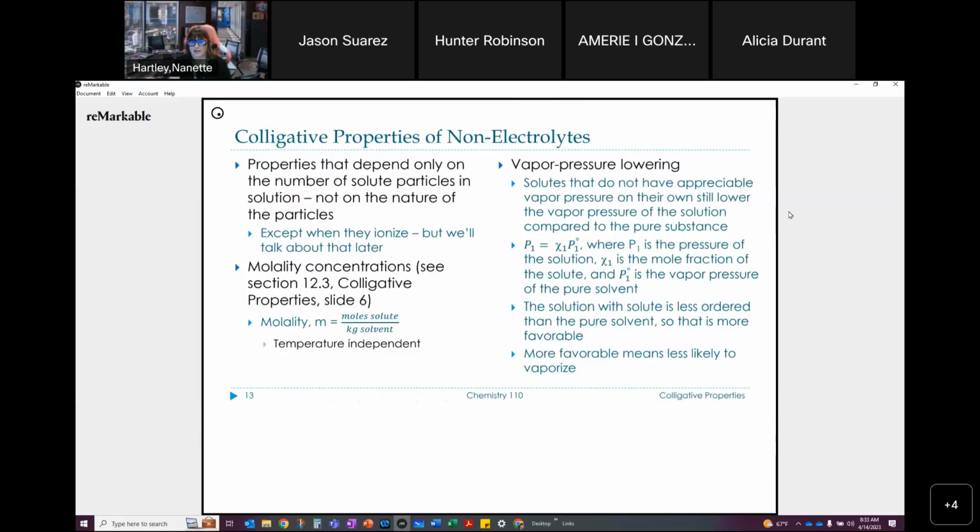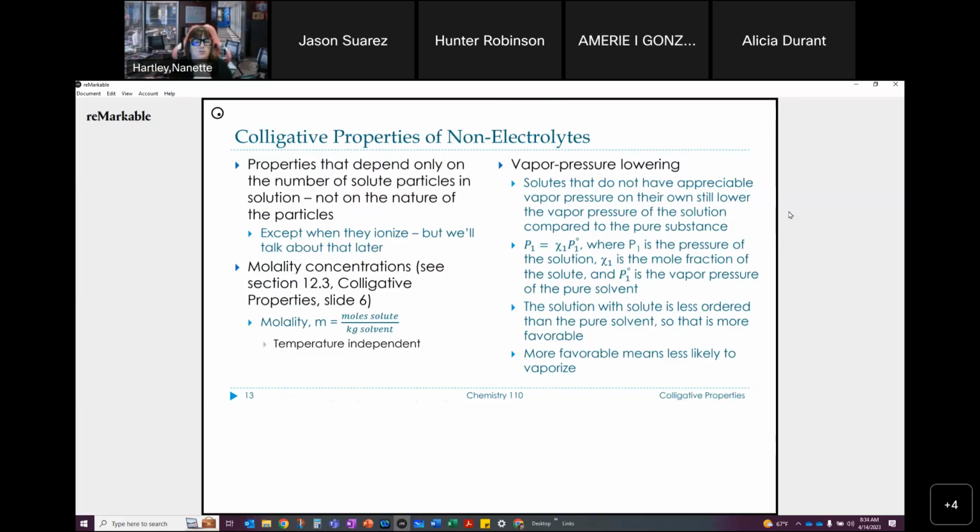Now, if they ionize, that's a slightly different thing. So remember that sucrose, C6H12O6, is not going to ionize. It doesn't come apart when it goes into solution. So it remains as one particle. But something like sodium chloride, which is ionic, comes apart and becomes two things in solution. Now we'll talk about that effect a little bit later. We're going to talk about how things work, what happens without considering that first.